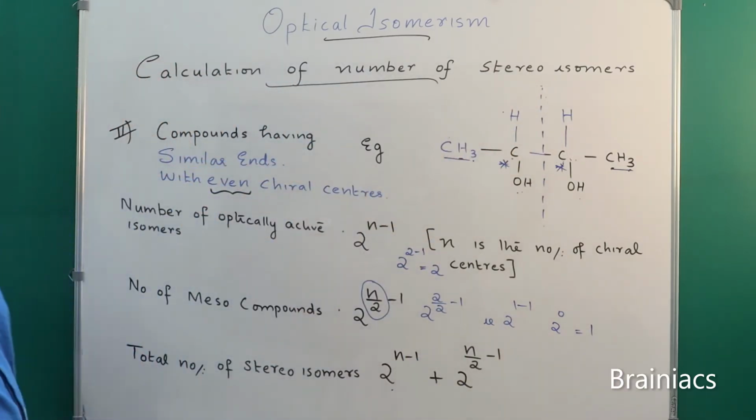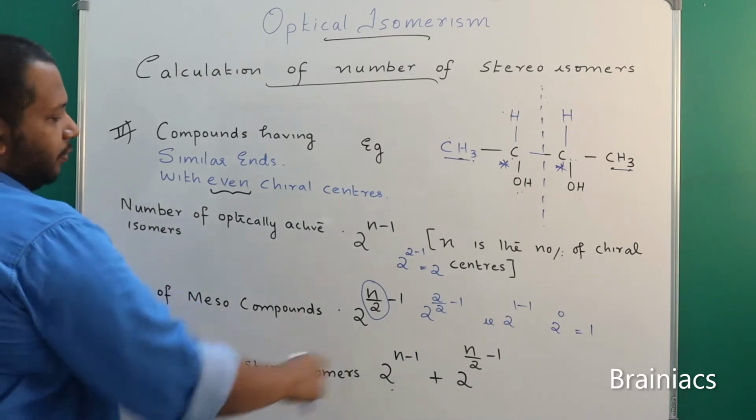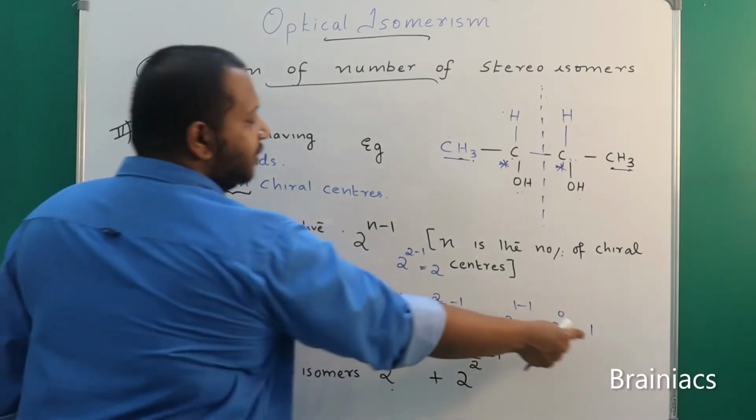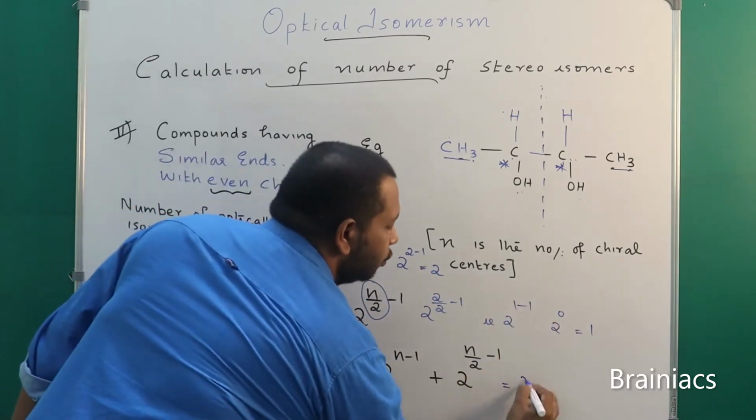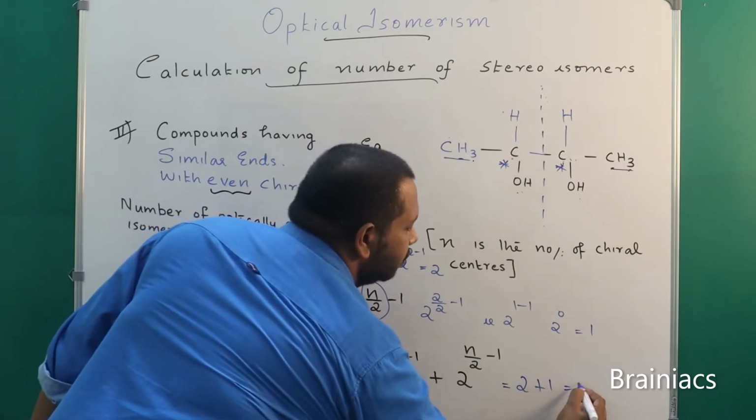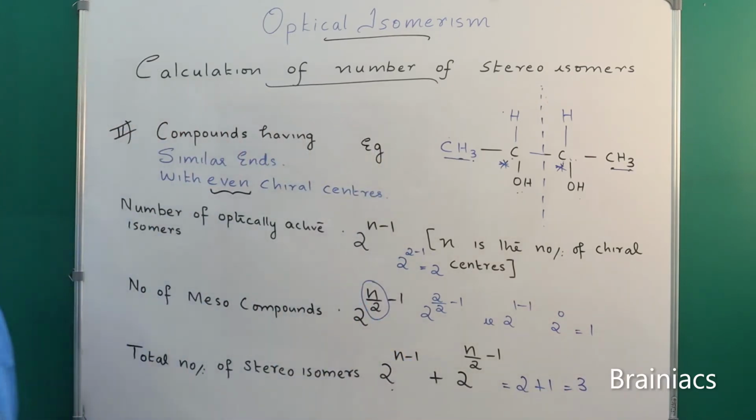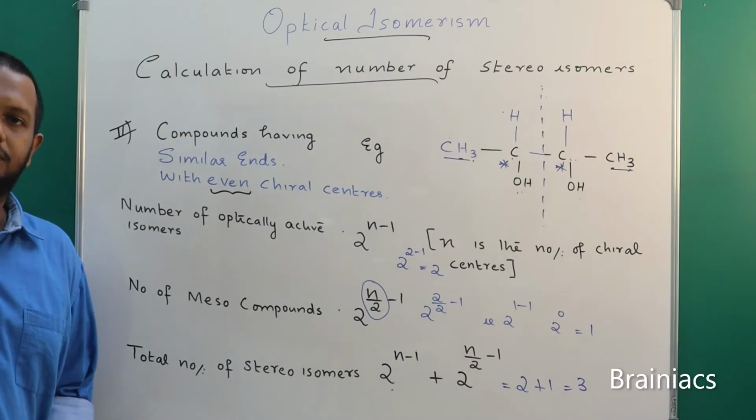One plane is there. Now the total number of stereoisomers will be the sum of these and this. So I can say that is 2 plus 1, which is equal to 3. 3 will be the correct answer. I hope you understood. Clear?